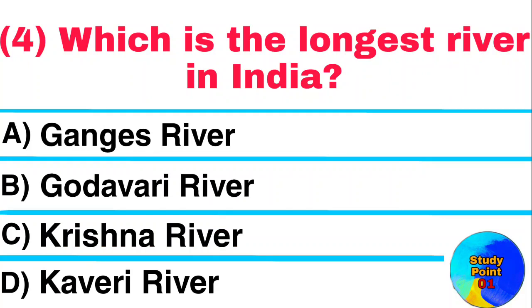Question. Which is the longest river in India? A. Ganges River. B. Godavari River. C. Krishna River. D. Kaveri River. Answer. Ganges River.